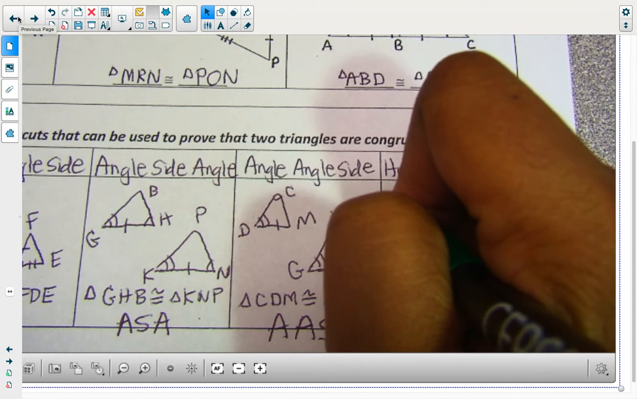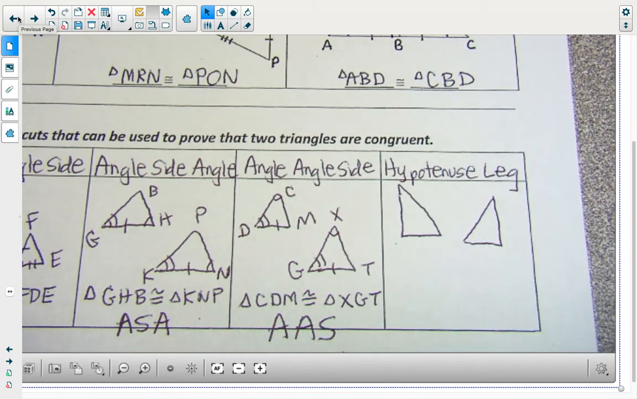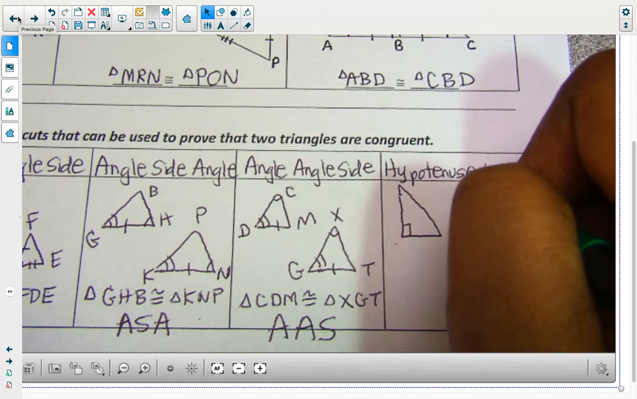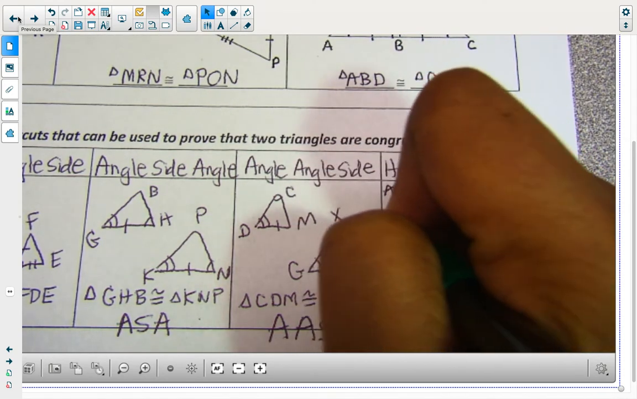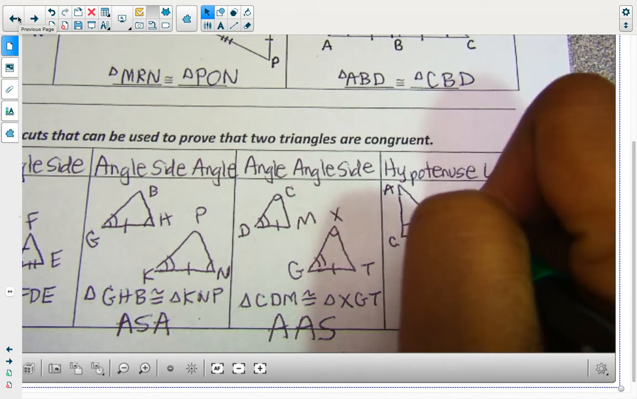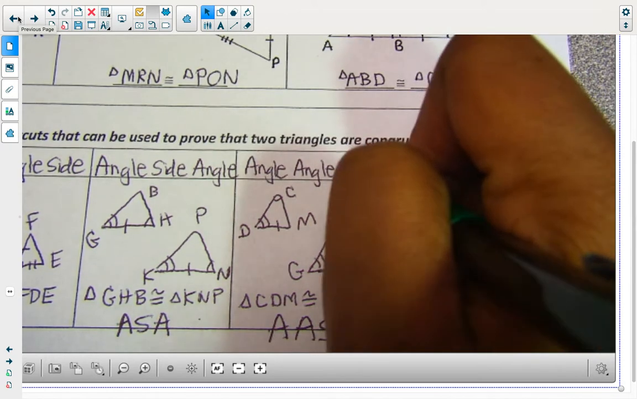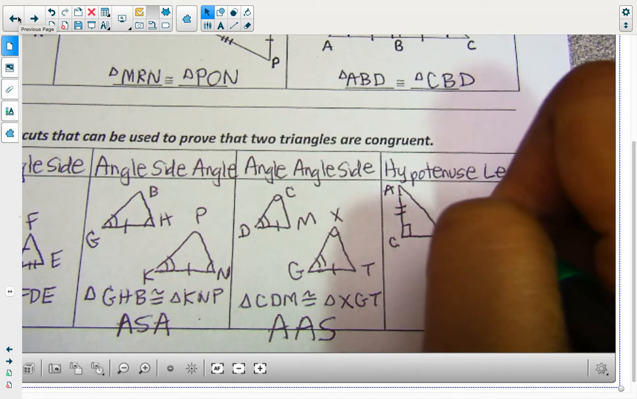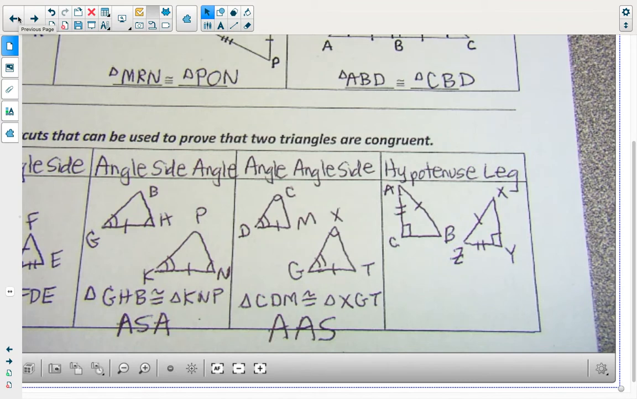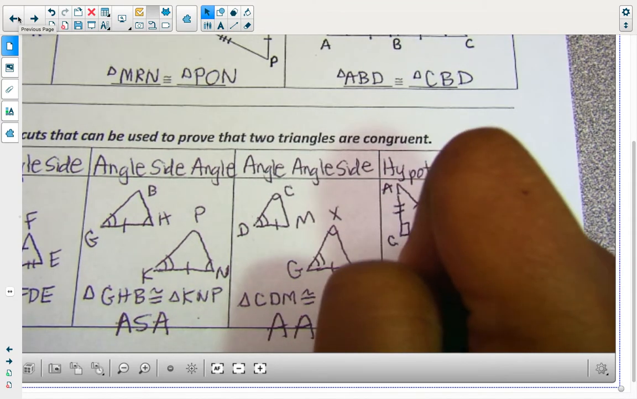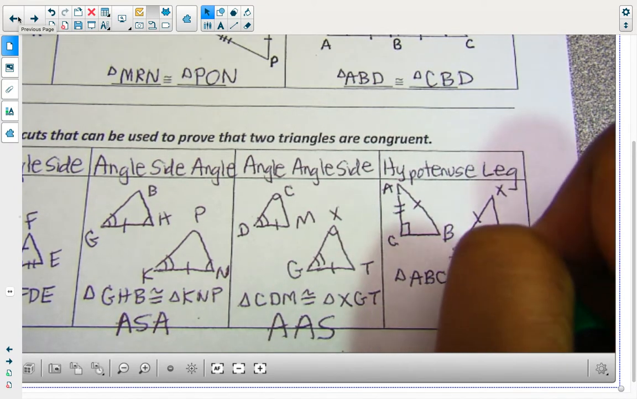Make sure you draw two right triangles in this rectangle here. And we'll put in our right triangle tip mark there. So this is A, C, B. And then this one will be Z, Y, X. So these two correspond. These two correspond. And then this. So these are congruent by hypotenuse, leg. So triangle A, B, C is congruent to triangle Z, X, Y.